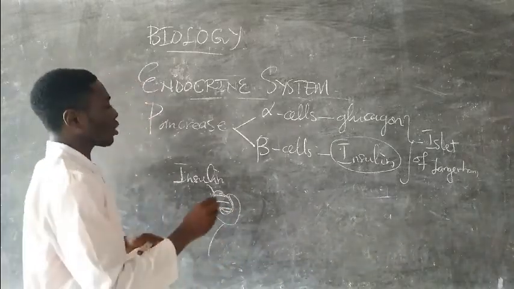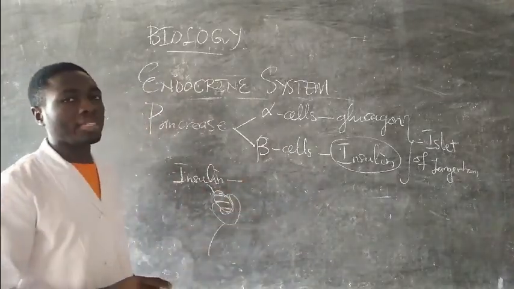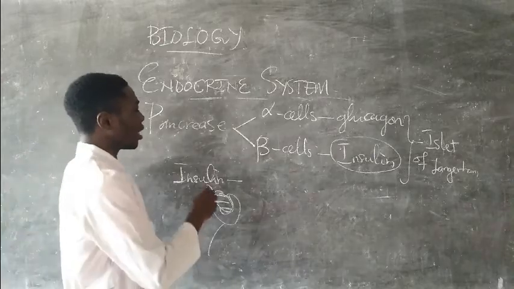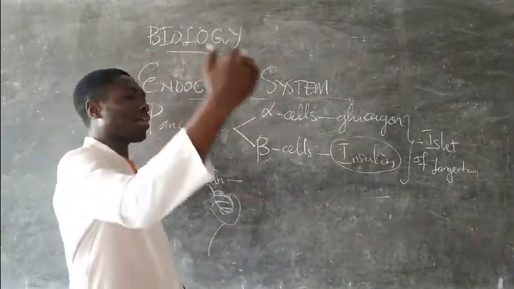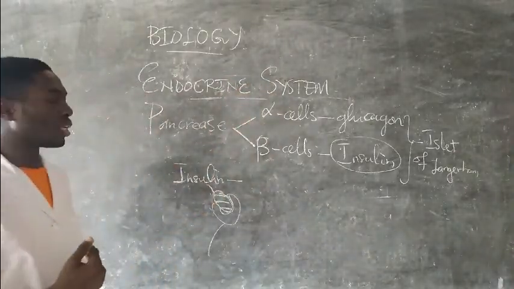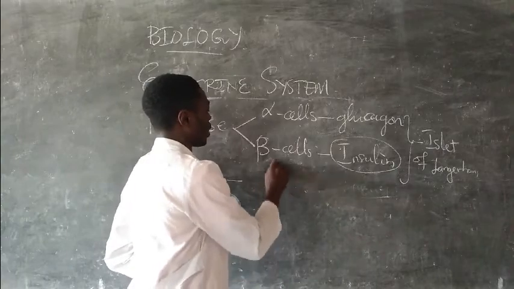Now the next thing is glucagon. So we say insulin is hypoglycemic. Why? Because insulin helps to reduce the level of glucose in blood. So when there is a high level of glucose, insulin helps to decrease it. Now the next thing we are going to talk about is glucagon.